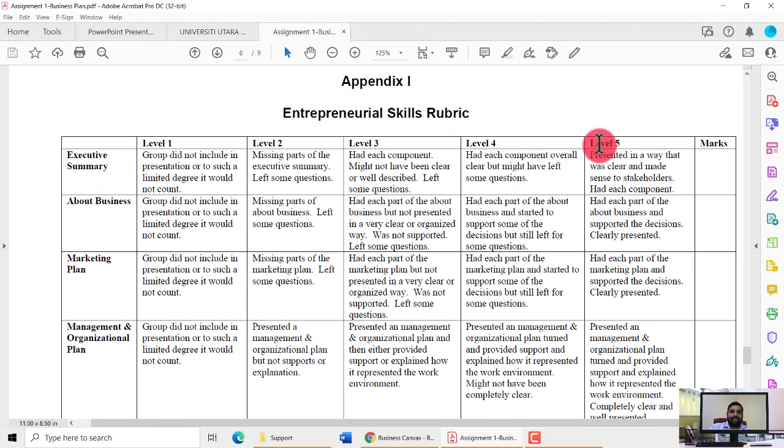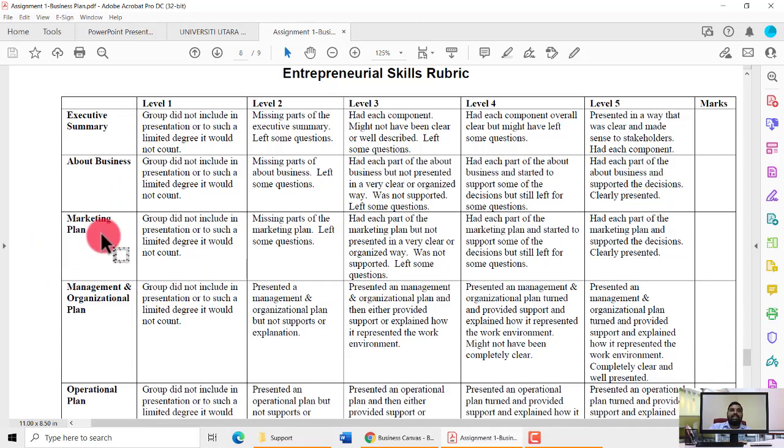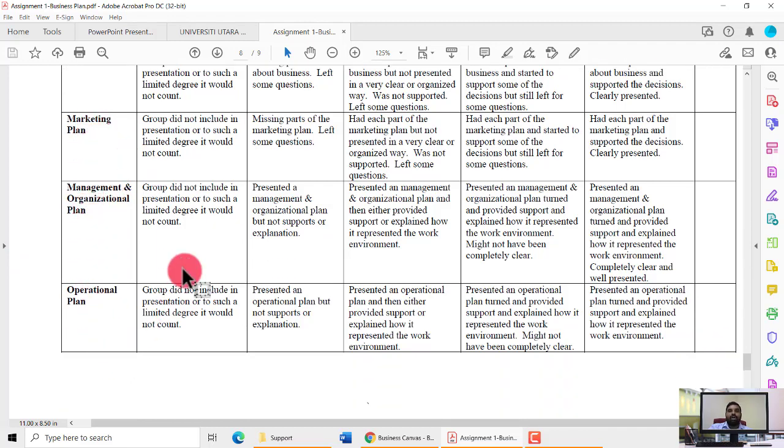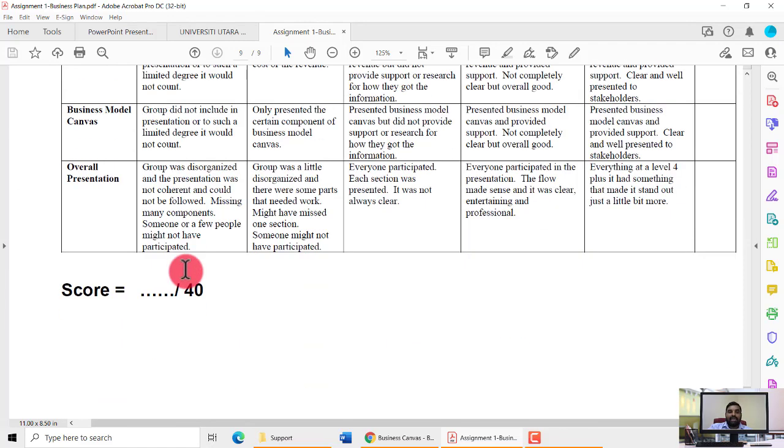Let's say you have no executive summary, so you will lose 5 marks. If let's say there is no component about the business, you will lose another 5 marks. Similarly, marketing plan and so on. So you have to include everything in your business plan. Otherwise, you will lose your marks.